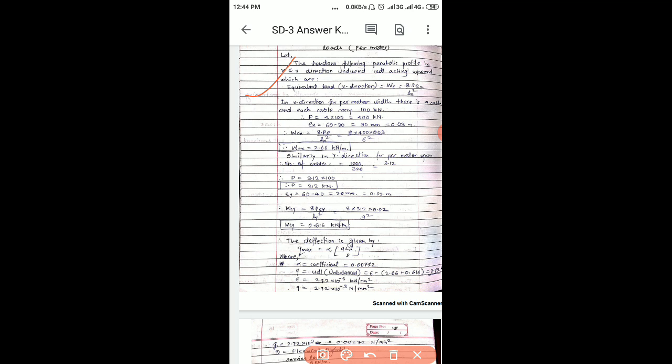That means P into E is the moment, okay, and W. Moment is equal to W Lx square by 8, okay. WC, the moment is taken as P into EX, okay. Like that we have calculated, or we will consider the equivalent load in x direction.